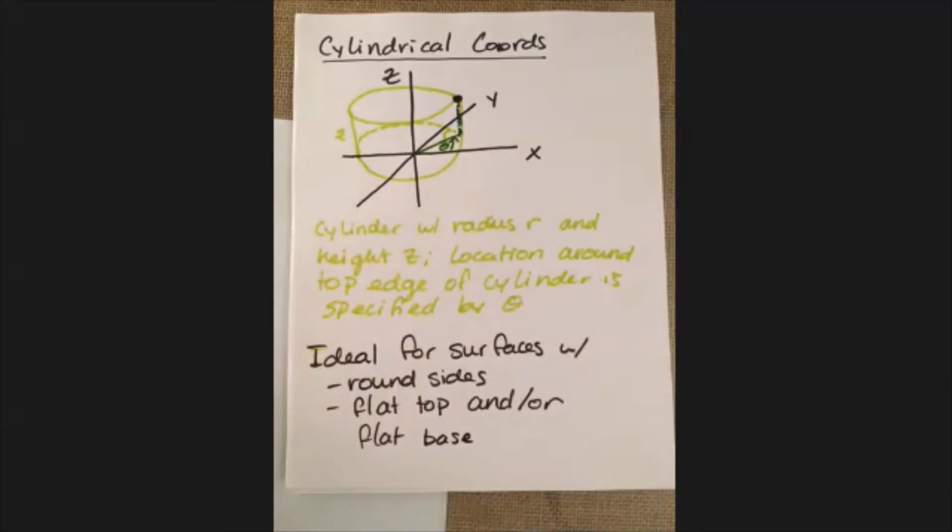So, in some way or another, it looks like a cylinder, okay? Now, it may not be exactly like a cylinder, but if you can think, okay, it's some modified form of a cylinder, then cylindrical coordinates are probably going to be your best bet.